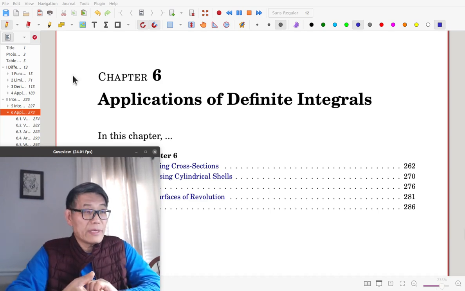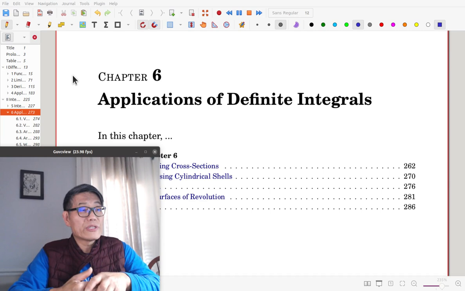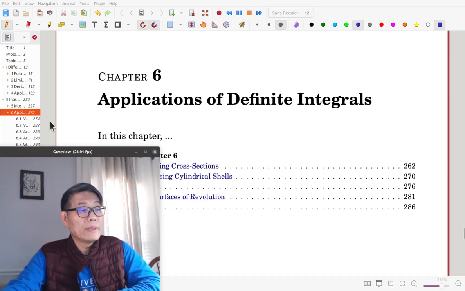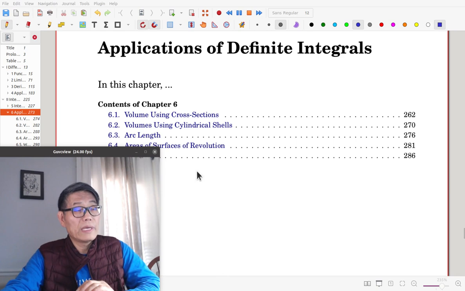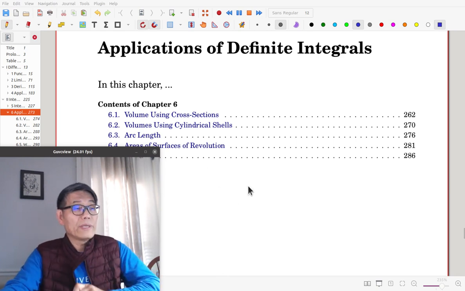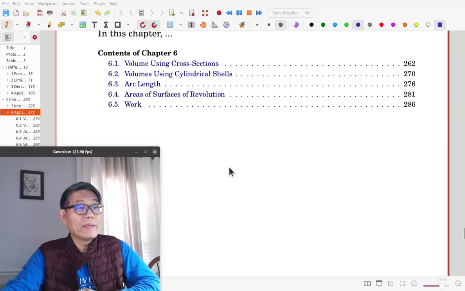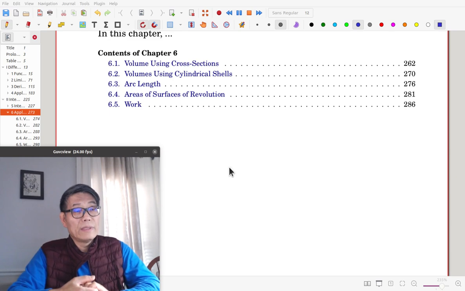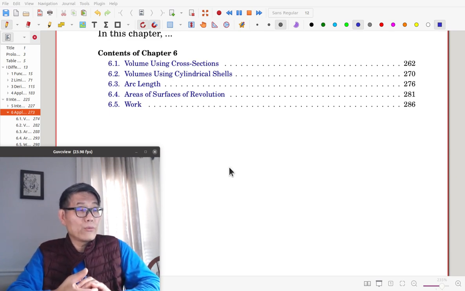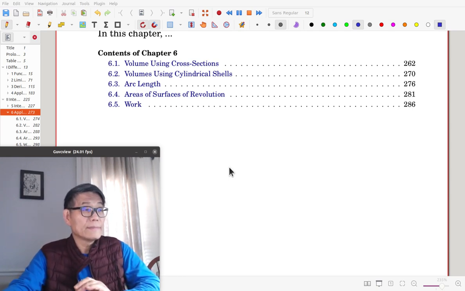Now we'll begin Chapter 6, Applications of Definite Integrals. In this chapter, we'll study definite integral techniques for the computation of a volume using cross sections, volume using cylindrical shells, and also we'll study how to get arc length and areas of surfaces of revolution. And finally, we'll study how to get work even when the force is not constant.